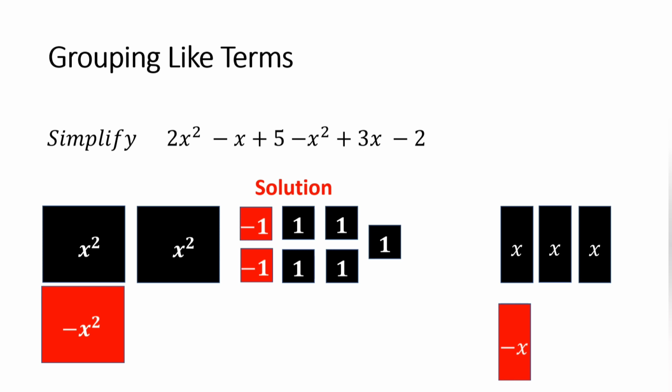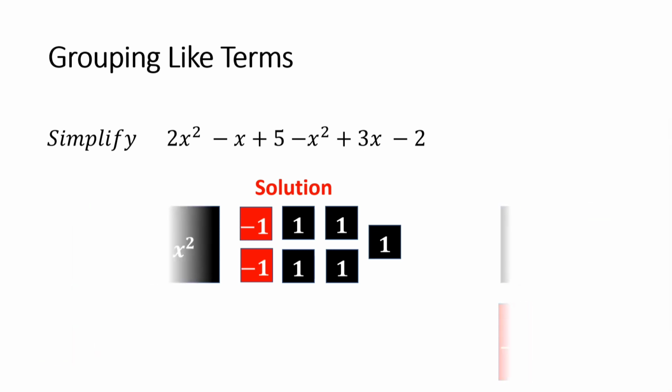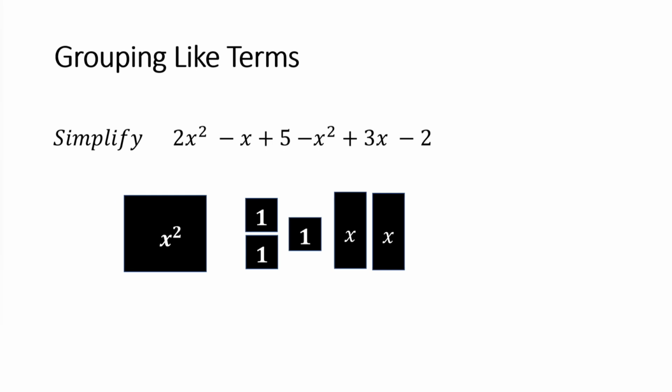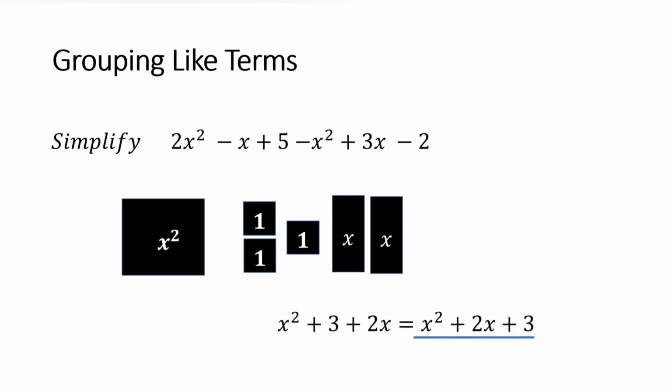When these tiles are nullified, we will be left with these set of tiles. When we model these set of tiles, this is equivalent to x squared plus 3 plus 2x. But this is equal to x squared plus 2x plus 3. This is our answer. So when 2x squared minus x plus 5 minus x squared plus 3x minus 2 is simplified, you have x squared plus 2x plus 3.